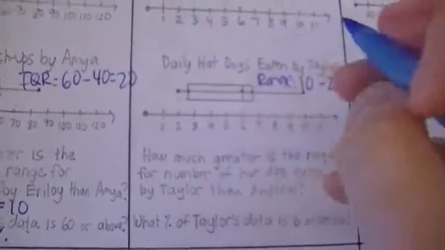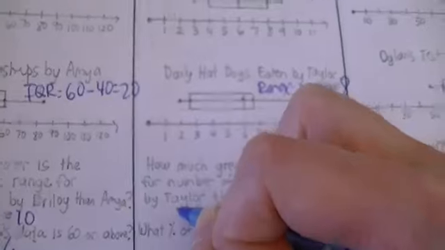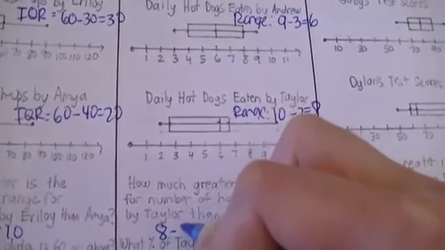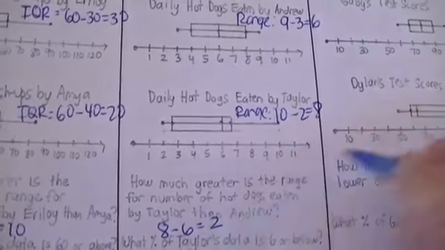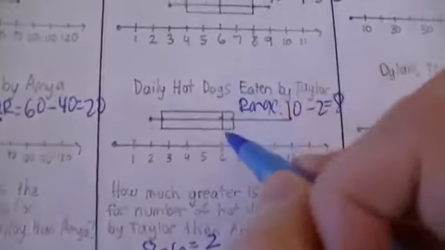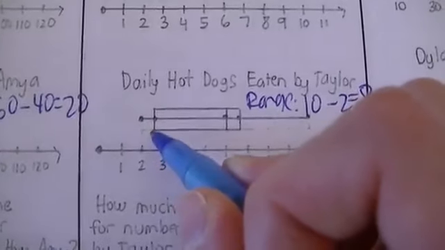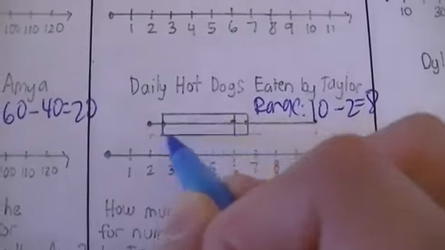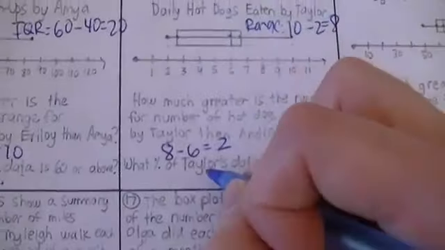How much greater is Taylor's than Andrew's? Taylor's has 8. Andrew has 6. 8 minus 6 is 2, so that's the answer. What percentage of Taylor's data is 6 or below? So look at Taylor's. 6 or below. Go ahead and write that down without copying me. So it's actually 25 plus 25, which is 50%.